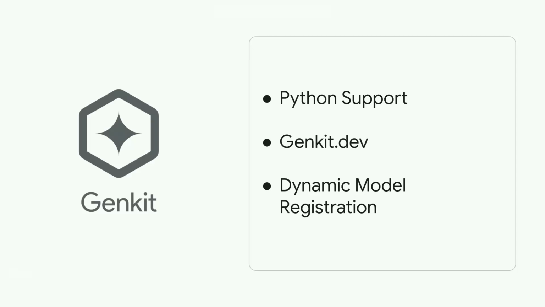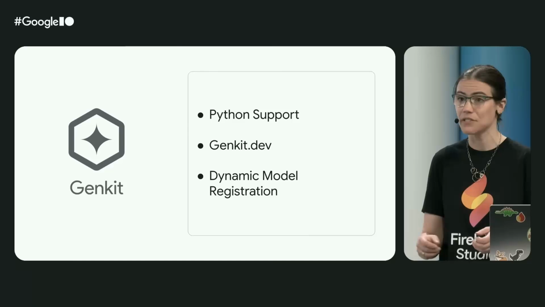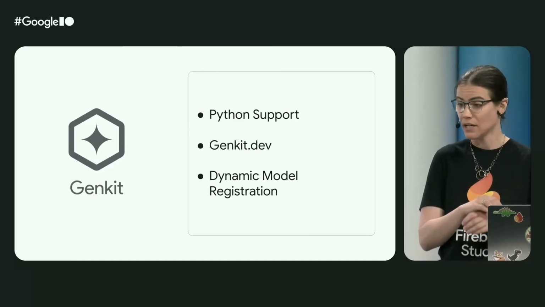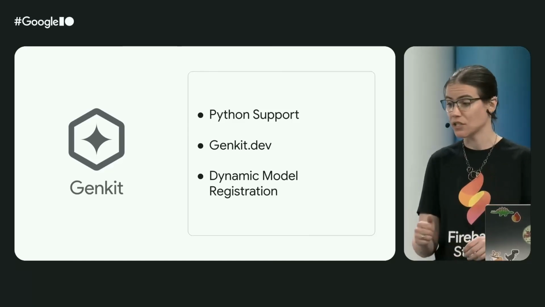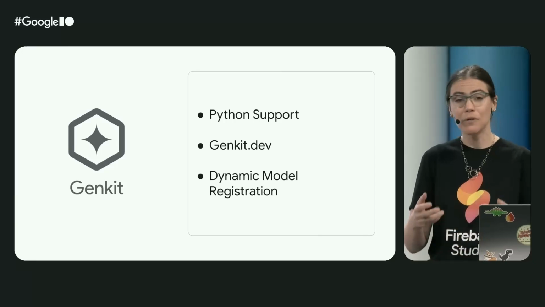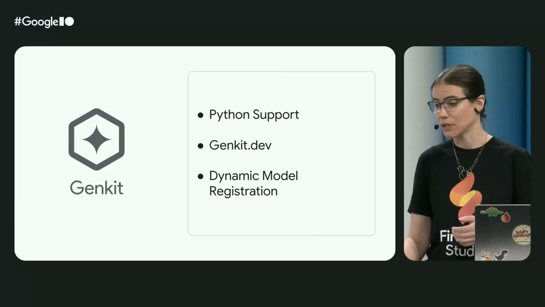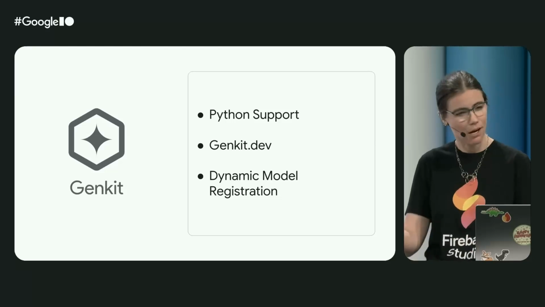But that's not all. We've introduced dynamic model registration, which means you no longer need to wait for a GenKit update to use the latest models. And today, we're excited to announce GenKit.dev. This is your new go-to site for the most up-to-date documentation and code examples that you need to effectively use GenKit in your applications. So, awesome.